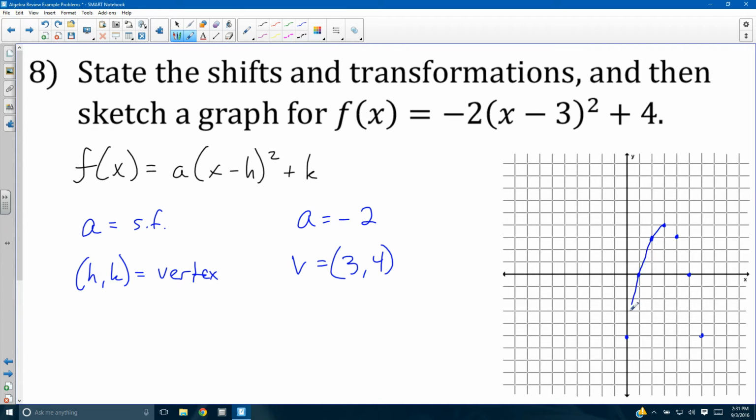But the stretch factor is negative 2, so we know it's upside down. But the 2 has to do with how far down I go. I'm going to double my previous distances. So instead of going over 1 and down 1, I'm going to go over 1 and down 2. Instead of going over 2 and down 4, I'm going to go over 2 and down 8. Double that distance. Instead of going over 3 and down 9, I'm going to go over 3 and down 18. Now, I can't really fit that down there, but that's what I do. Same thing on this side, reflected across.